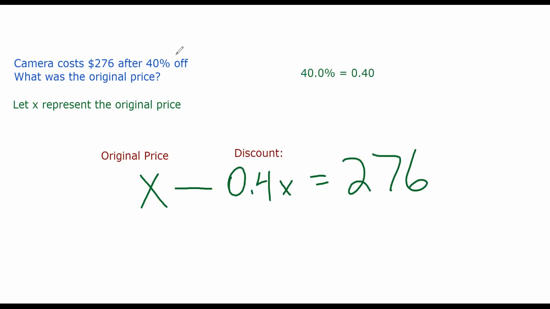Again, we'll go into more detail about percents and decimal type matters. Am I ready to solve this equation? Am I ready to get the ball rolling? Pretty much. I'm going to solve it for X, and once I do that, I'll know what the original price was.